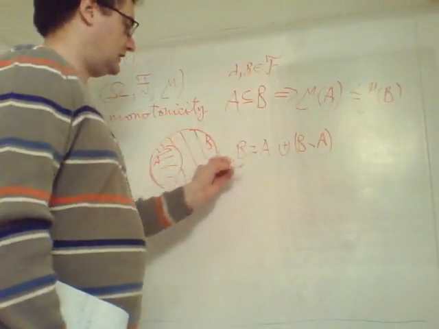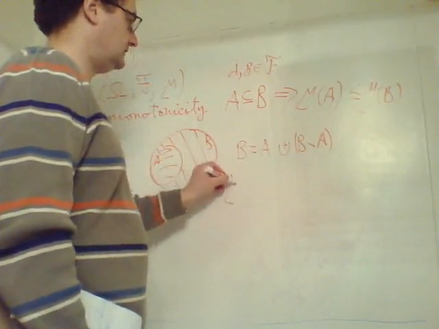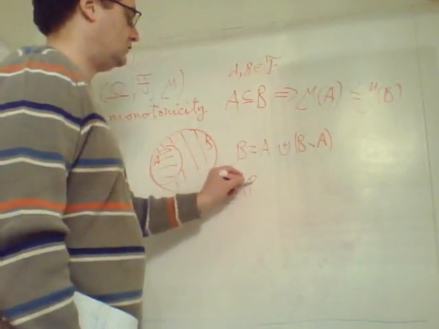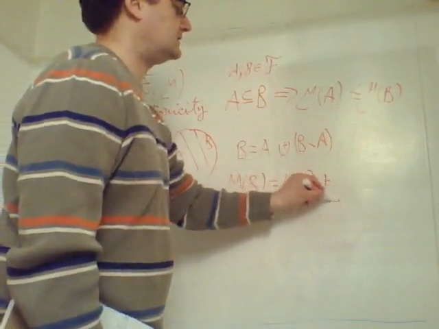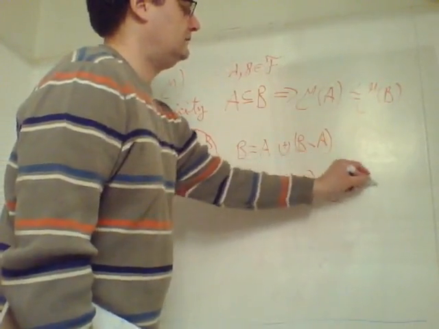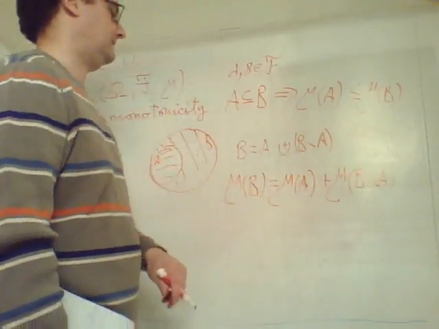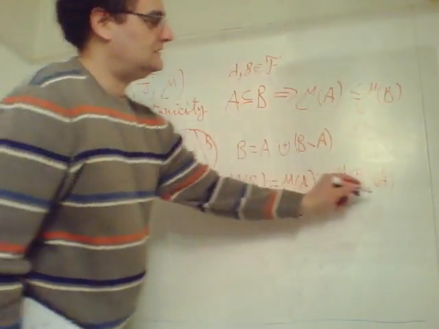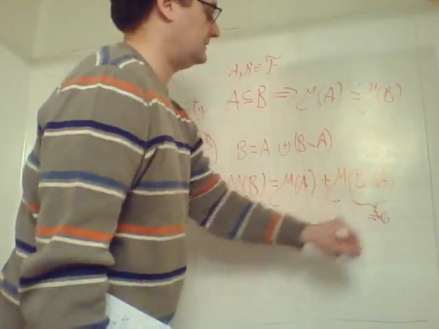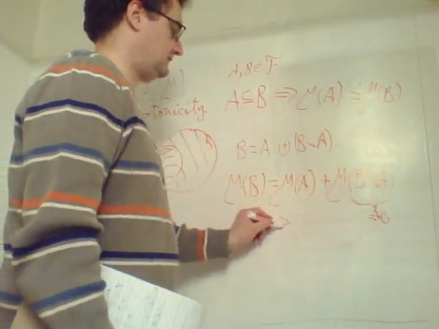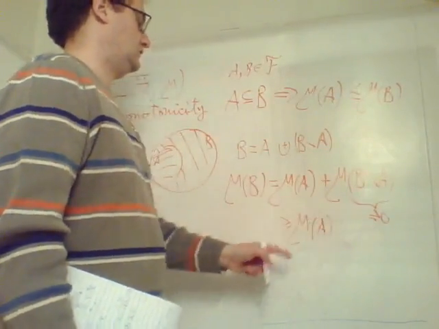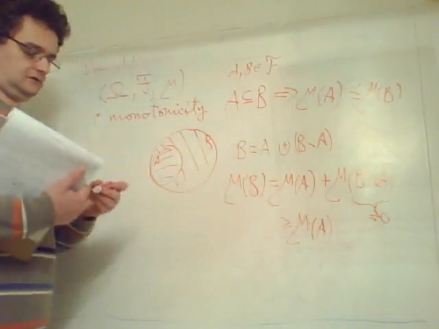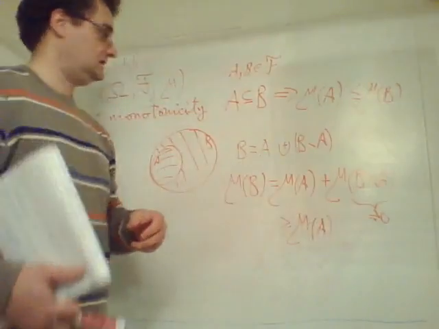And now by additivity of measure mu, we have mu of B is mu of A plus mu of B minus A. Alright? But this is non-negative, greater than or equal to 0, so this sum is definitely greater than or equal to just this term. So we have that mu of A is less than or equal to mu of B. So that was easy.